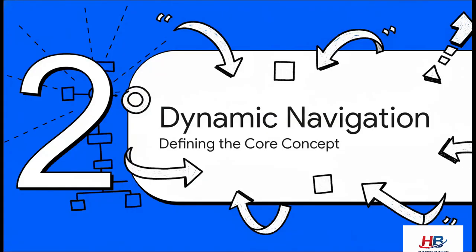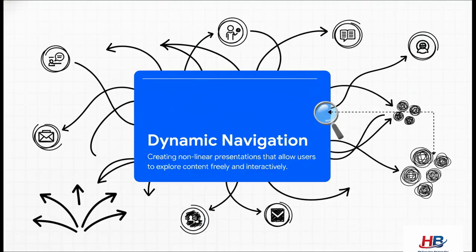Okay, so that leads us right to the big question. What is dynamic navigation, really? Let's get right into the core concept and define what we're talking about. So the magic word in this whole definition is right there, non-linear. Instead of forcing everyone down the exact same sequence, you're building an environment. You're actually giving the user, your audience, the power to explore the information in whatever order makes the most sense to them. It's all about freedom and interaction.